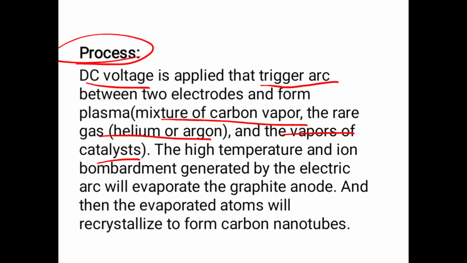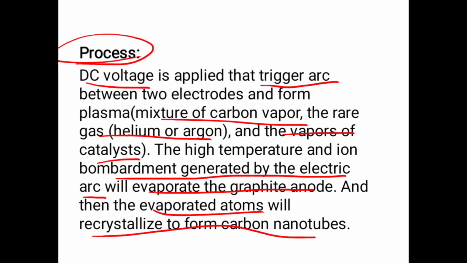The temperature will be very high because the plasma is ionized gas, and the temperature reaches towards 28,000 Celsius. So it is a very high temperature that can bombard onto the surface of the anode. This plasma is bombarded onto the surface of the anode and then evaporates the atoms from here. So we can say that it bombards by generating electric arc and will evaporate the graphite anode. These evaporated atoms then recrystallize to form carbon nanotubes onto the surface of the cathode.